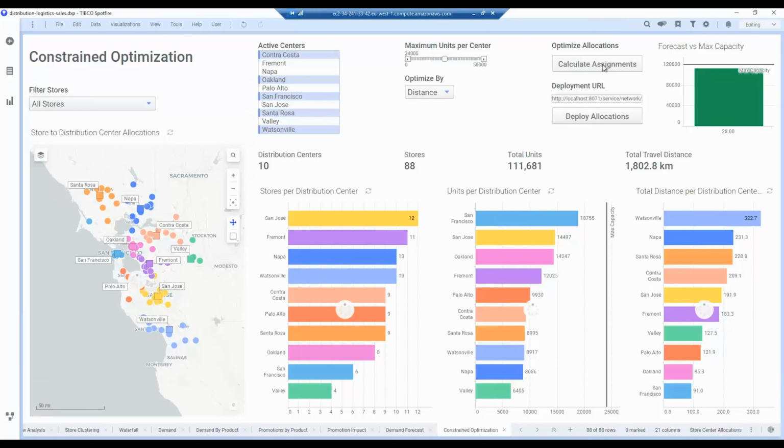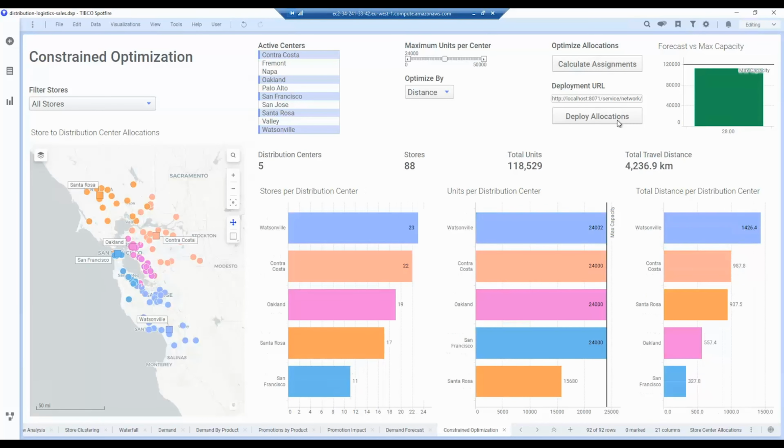Once you do that, you can do a calculate assignments, which will then allocate stores to each one of those distribution centers. We're using an optimize by distance algorithm here, but we can also optimize by time as well. You can see in this scenario, our total travel distance is about 4,200 kilometers in order to service all of the stores for the next month.